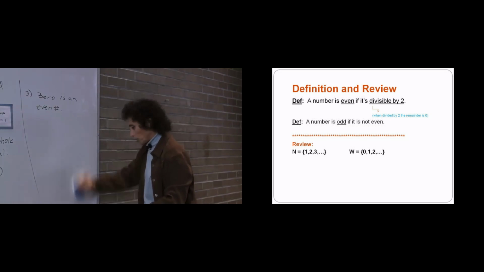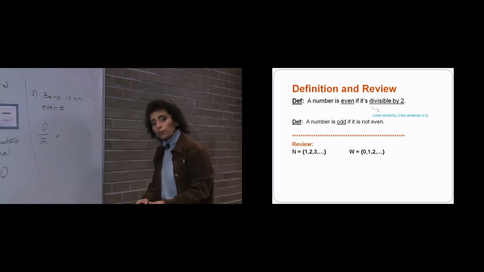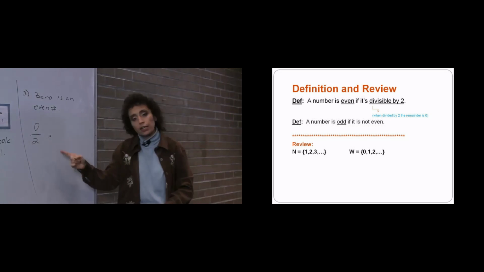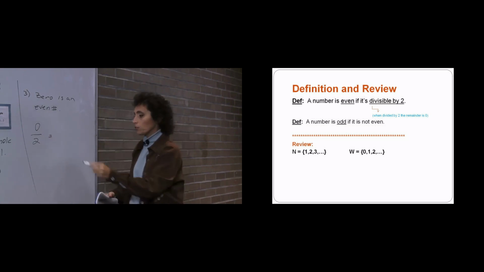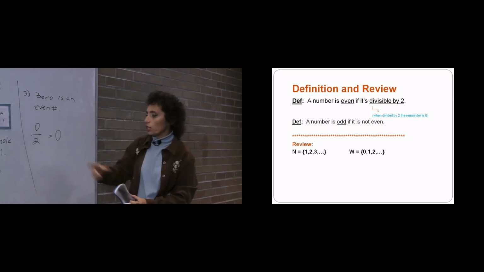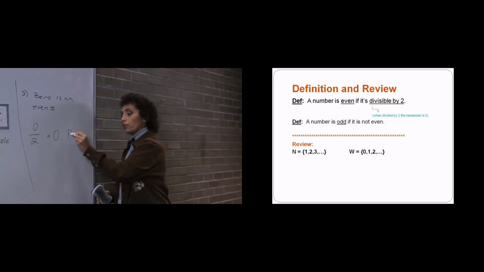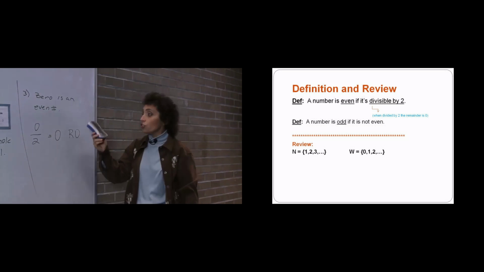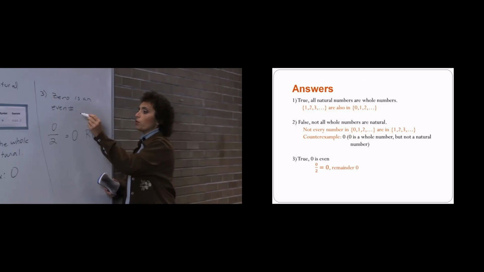I'm squishing, so I'm going to redo this here. 0 divided by 2. What is 0 divided by 2? Well, if you remember what we did in a previous lesson, anytime 0 is on top, the answer is 0, because 0 times 2 is 0. There's the check. The remainder is 0. So 0 is divisible by 2 because it has a remainder of 0. So 0 is an even number.